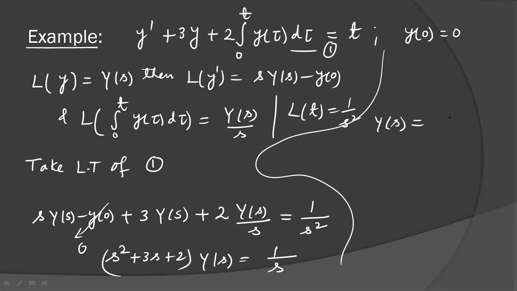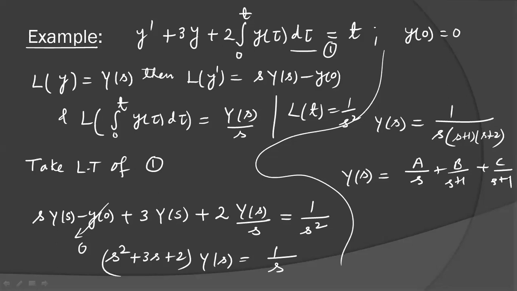Now Y(s) will be 1 over s, and factoring s square plus 3s plus 2, it will be (s plus 1)(s plus 2). So you have three methods here. You can use the residue method, partial fraction method, or convolution theorem. I am going to use the partial fraction method. If you break it into partial fractions, A over s plus B over s plus 1 plus C over s plus 2, the partial fractions are 1 by 2 into 1 over s minus 1 over s plus 1 plus 1 by 2, 1 over s plus 2. Take inverse Laplace transform on both sides.